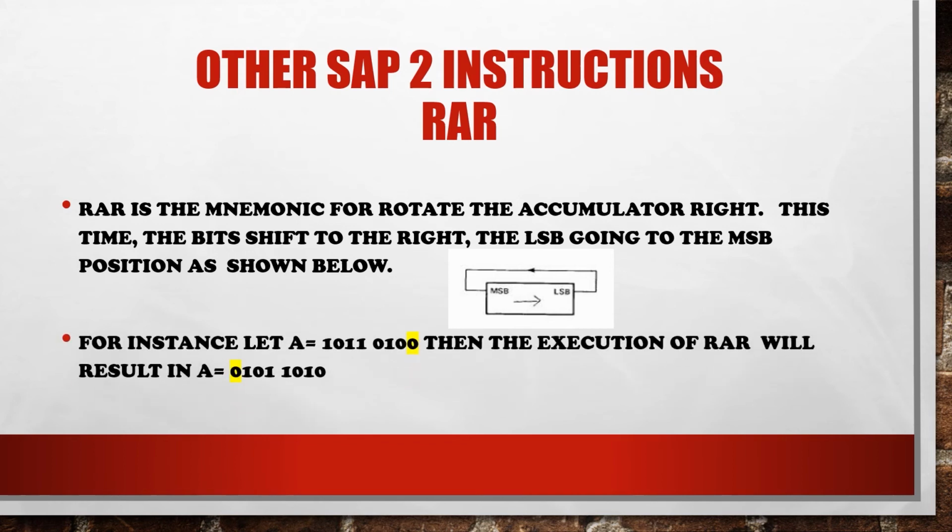For instance, let A be equal to 10110100. Then the execution of RAR will result in A equal to 01011010. So here 0 is in the LSB position, so 0 is shifted to the MSB position, as shown by the yellow color. Then the other bits are shifted to the right. So this much about the RAR instruction.